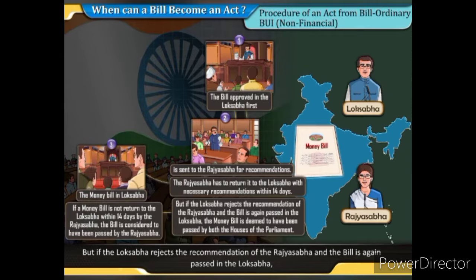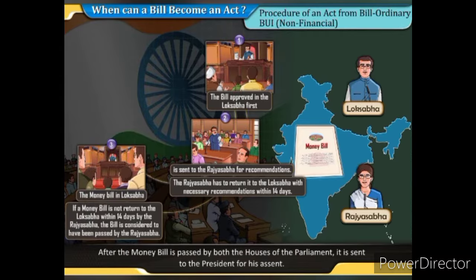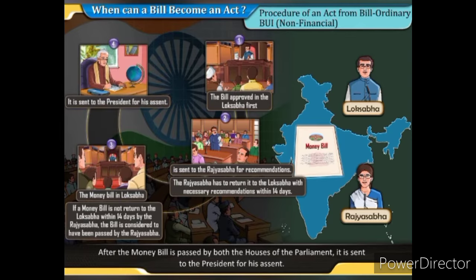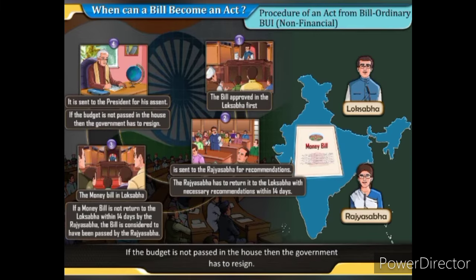But if the Lok Sabha rejects the recommendation of the Rajya Sabha and the bill is again passed in the Lok Sabha, the money bill is deemed to have been passed by both the houses of the Parliament. Hence, in the matter of the money bill, the Rajya Sabha has limited powers. After the money bill is passed by both the houses of the Parliament, it is sent to the President for his assent. The President has to sign the money bill. If the budget is not passed in the House, then the government has to resign.